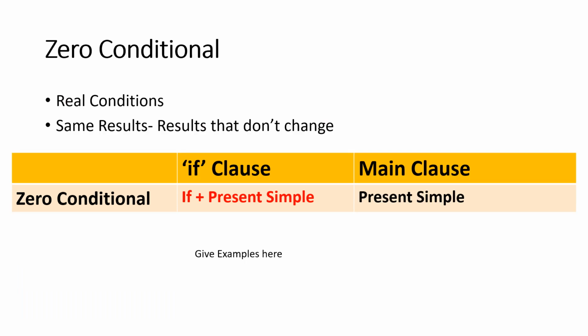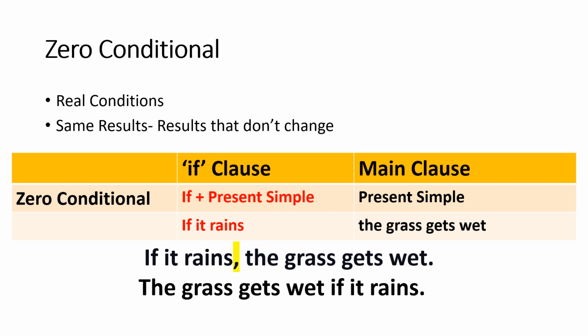Let's begin with zero conditional. The formation of zero conditional is like this. If clause has if plus present simple and main clause has present simple tense. We use the zero conditional to express real conditions and results that are always the same. Same in the past, same in the present, and same in future. Always. For example, if it rains, the grass gets wet. If plus present simple and main clause is also present simple. The grass gets wet. This is real because the grass will always get wet in the rain, right?